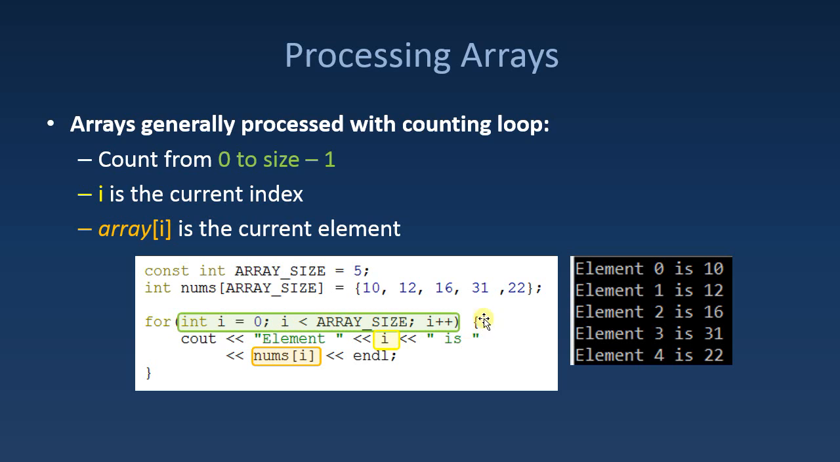But however we set up our loop, inside the loop, we've got two things that we can talk about: i, the current index, what position we're at, 0, 1, 2, 3, 4, and array sub i, the current element. Basically, anytime you want to say the current thing as you're looping through an array, you say the array name sub i, assuming i is your counter, which is kind of standard practice.